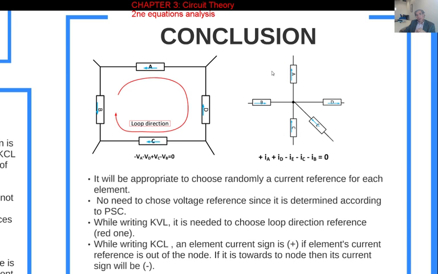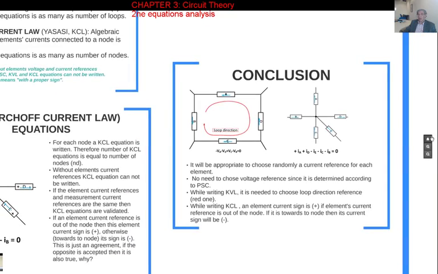The rule for the Kirchhoff current law equation is this. Those elements whose current reference is towards the node are going to have a minus sign in front of their current. If it is opposite, the plus sign is going to be in front of these element currents. So that is the end of it.